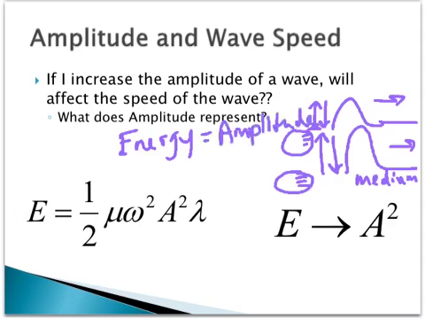If you are making a bigger pulse, you are exerting more of your energy into that. You are doing work in lifting that and snapping it back down, and you're doing more work because you're displacing it farther. More work means you're adding more energy, and that's represented by the amplitude.